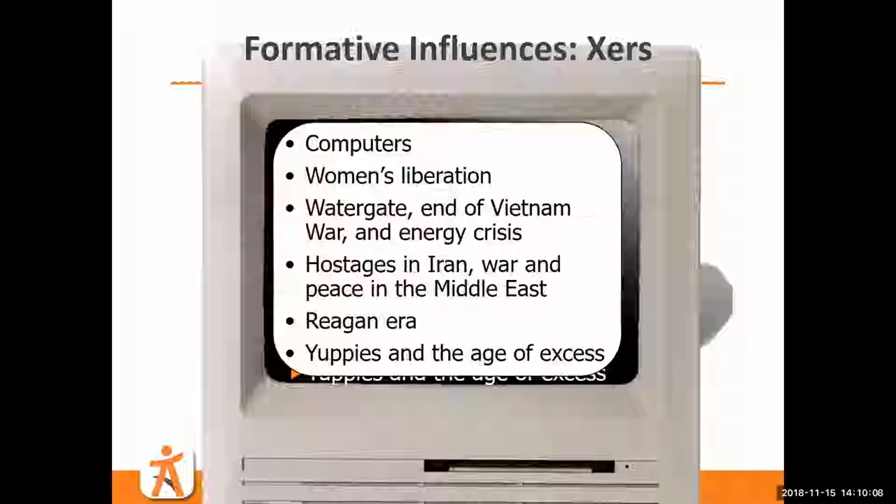The Reagan era in the 80s was a major influence on many Xers. The evil empire of the Soviet Union, covert wars in Central America, and high inflation were also key issues of those times. And of course, the boomers and the Woodstocks and the hippies had existed before, but the 80s ushered in the yuppies and lifestyles of the rich and the famous.